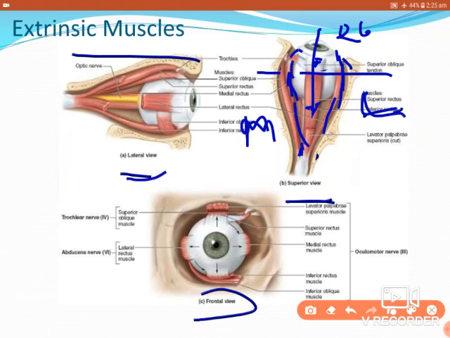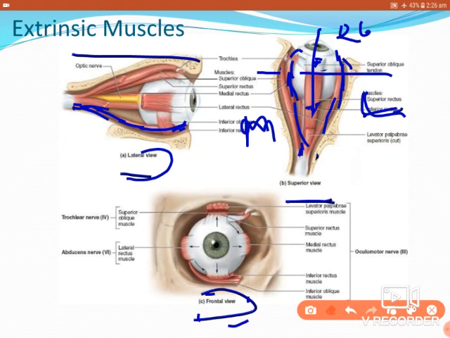Then see in the first figure, lateral view, you can see this is the inferior rectus. From the inferior part of this common tendinous ring it goes forwards inferiorly, then attaches to the anteroinferior part of the sclera. So these four recti muscles' attachments you can see in the frontal view.